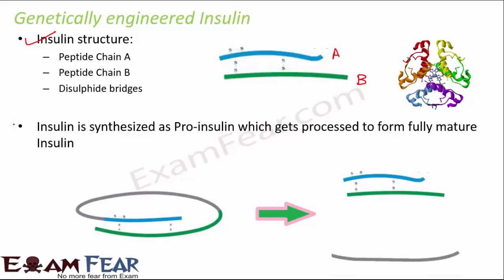Now, insulin is synthesized as proinsulin, which gets processed to form fully mature insulin. Here, this structure which you see is proinsulin. You can see this blue portion is A, and the green portion is B. And this gray portion that you see in between is C. Now, what happens when it is processed? When proinsulin is processed, it forms insulin, which is this, plus the C chain. So basically the C chain is removed from these two chains, and that's how we get insulin from proinsulin.